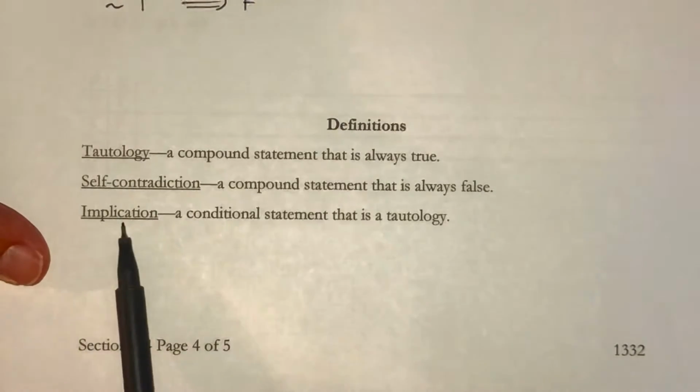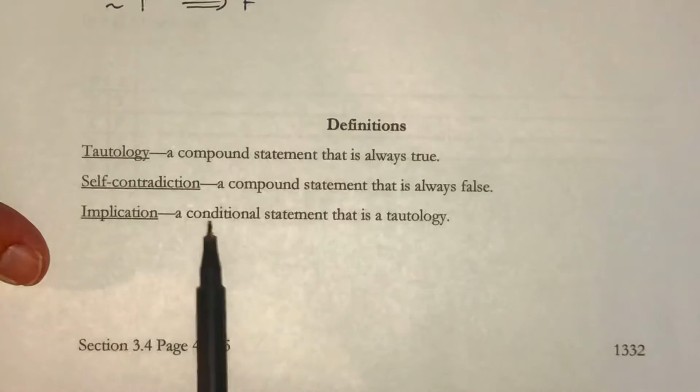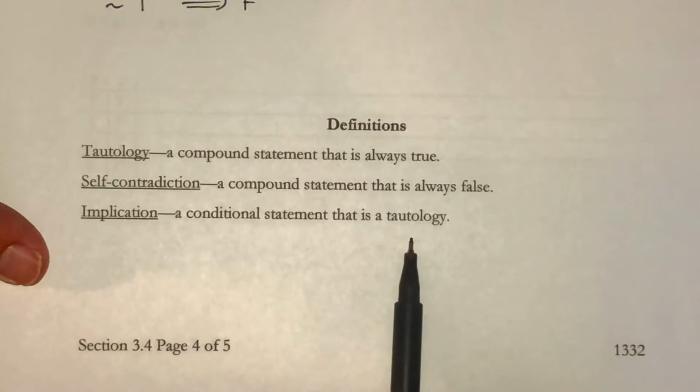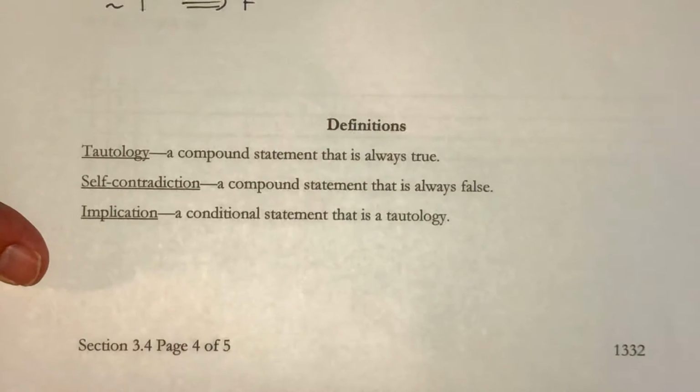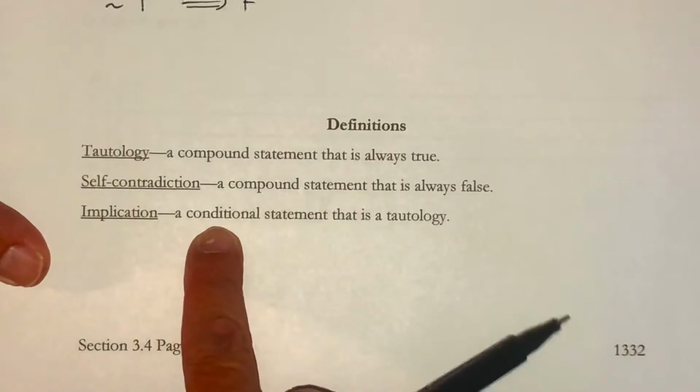Now, implication is a special case of a tautology. It is a conditional statement that is a tautology. So a tautology can be a disjunction, a conjunction, a negation, any of those. But an implication has to be a conditional.